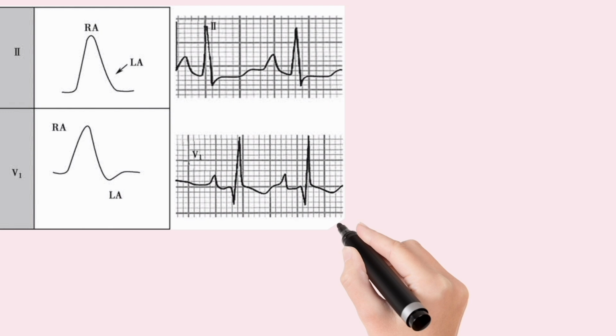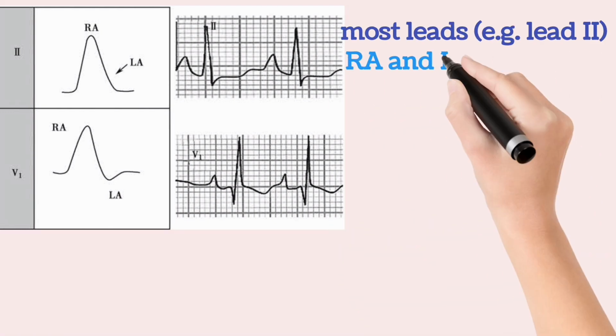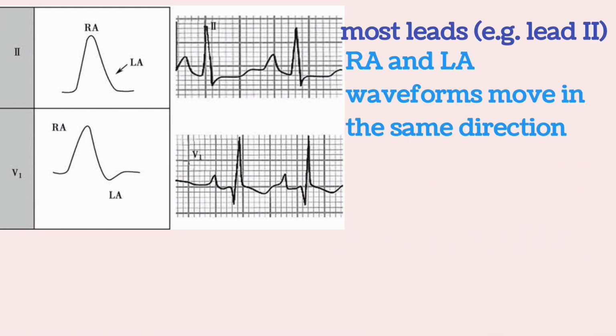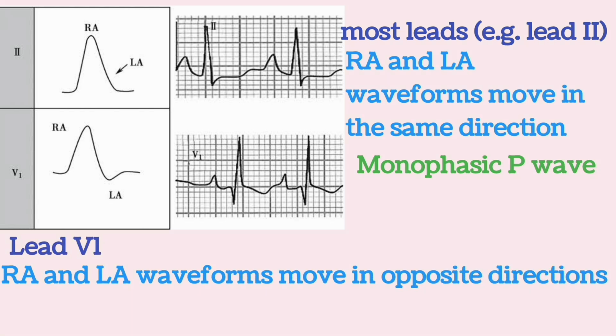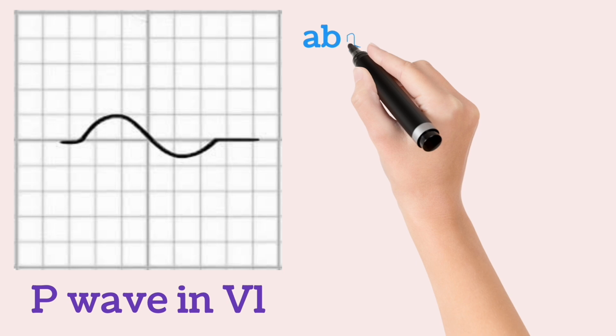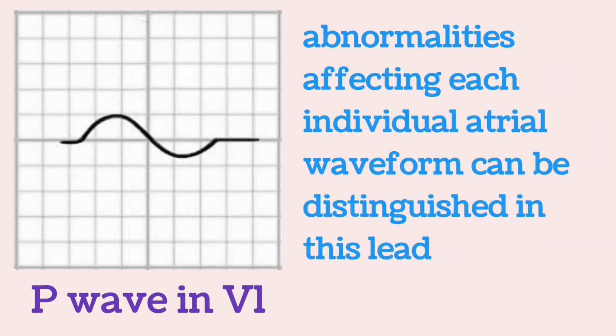For example, in lead 2, the right and left atrial waveforms move in the same direction, forming a monophasic P wave. However, in lead V1, the right and left atrial waveforms move in the opposite direction. This produces a biphasic P wave with initial positive deflection corresponding to the right atrial activation and subsequent negative deflection that denotes the left atrial activation. This separation of the right and left atrial electrical forces in V1 means that abnormalities affecting each individual atrial waveform can be determined in this lead.